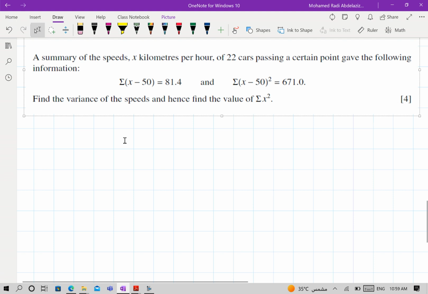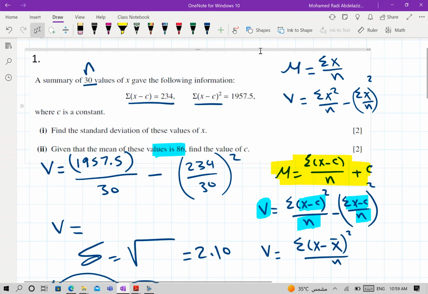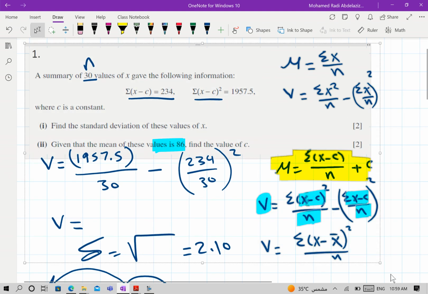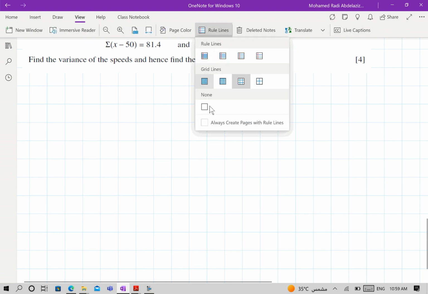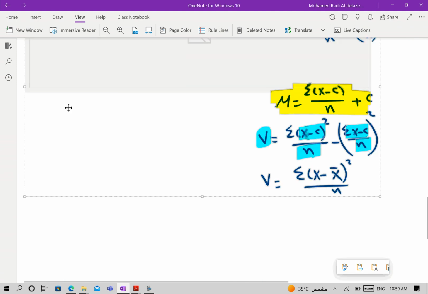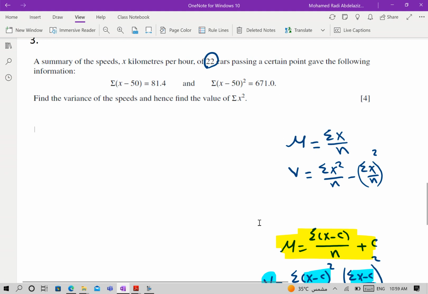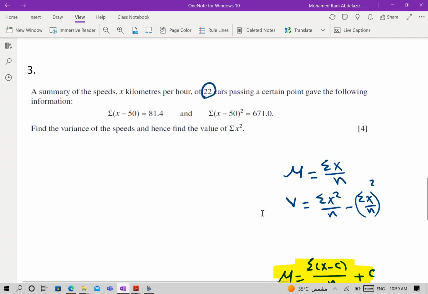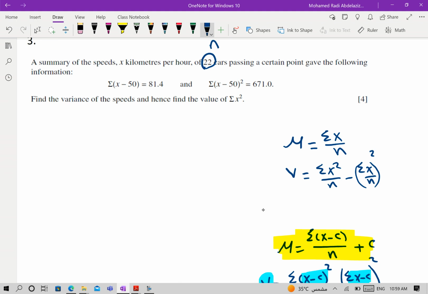Summation, it's given the number. If we go back to all these four, any question related with coding, I will take all these values. The summary given: X number is 22. Sum of X minus 50, sum of X minus 50 all squared. He asked to find the variance, and hence find summation of X squared.